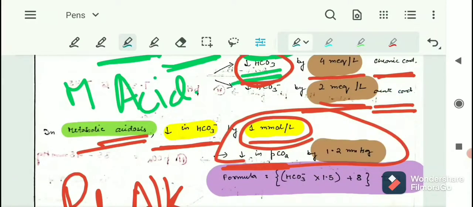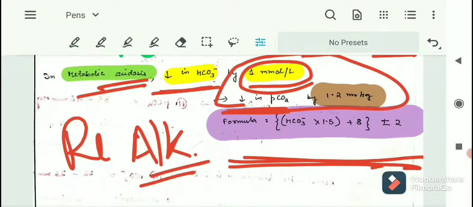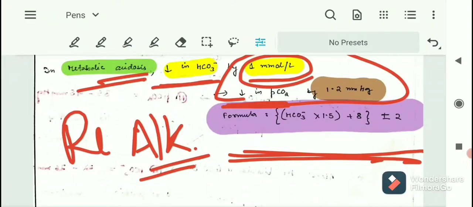The exact formula is HCO3 level into 1.5 plus 8 plus minus 2. This is the exact formula, that is the number that comes, this will be the exact value of PCO2, and if you go by gross, that is 1 millimole, and here 1.2 millimeter Hg. Okay, now this is the compensation part.